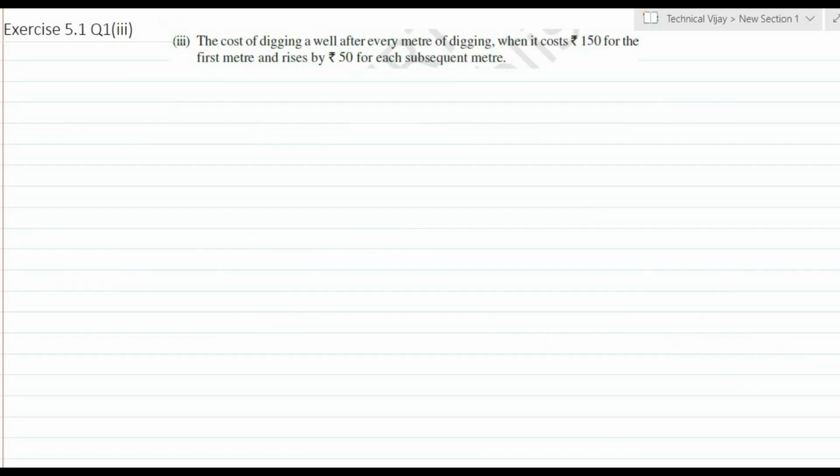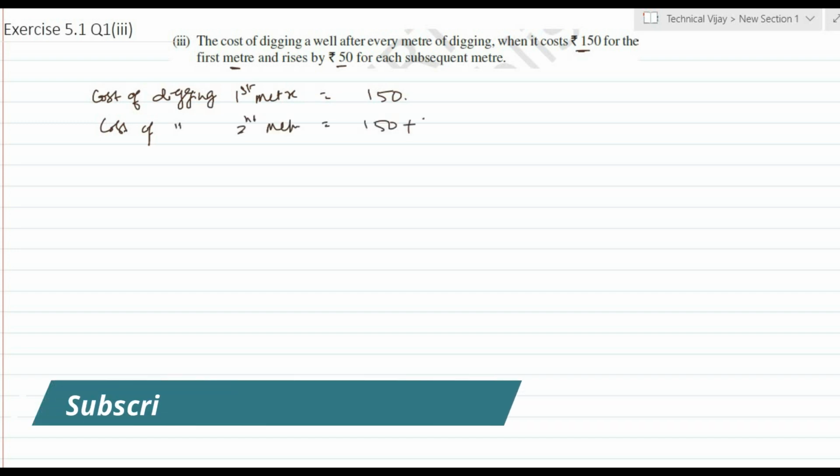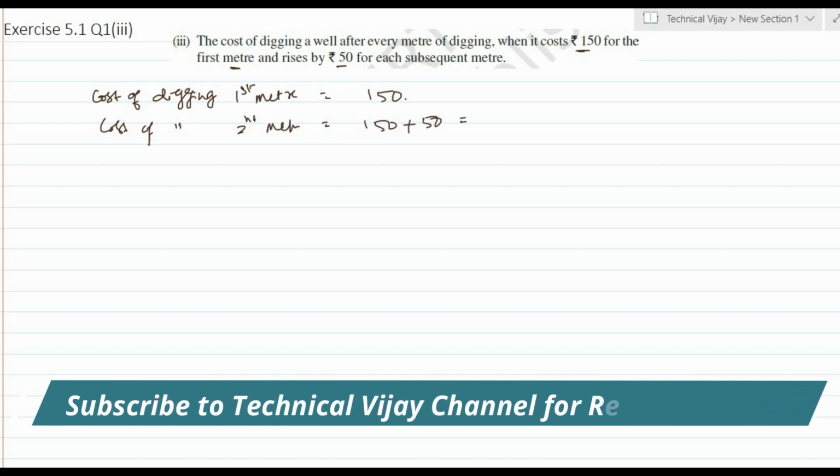So here, the cost of digging a well after every meter of digging, when it costs rupees 150 for the first meter and rises by 50 rupees for each subsequent meter. Okay. So now here the cost of digging the first meter is 150 rupees, and the cost of digging the second meter is 150 plus 50 rupees, increasing for every 1 meter. So it is equal to 200. So the cost of the third meter is 200 plus 50, which is equal to 250.